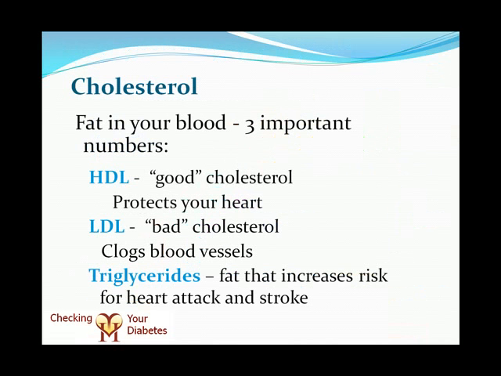So when we have a lipid profile, you have cholesterol, which is one of the forms of fat in your blood. The three important numbers to remember in your lipid profile are your HDL, LDL, and triglycerides. HDL is the good cholesterol, and it protects your heart. LDL is the bad cholesterol, and it clogs the blood vessels. And finally, triglycerides are fat in the blood that also increase your risk of heart disease and stroke.